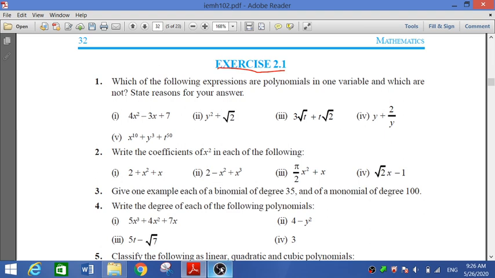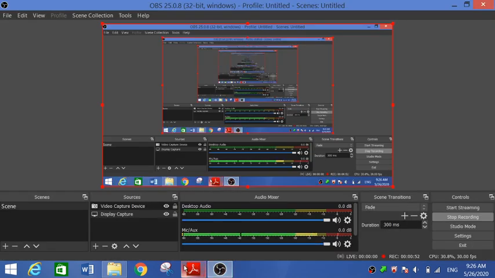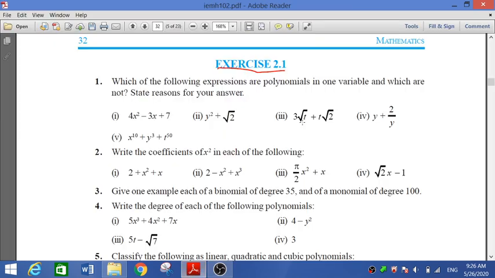हम लोग ने ऑलरेडी 2.1 में, exercise 2.1 स्टार्ट करने से पहले, we have already discussed about the type of polynomial. Now from exercise 2.1, first question.